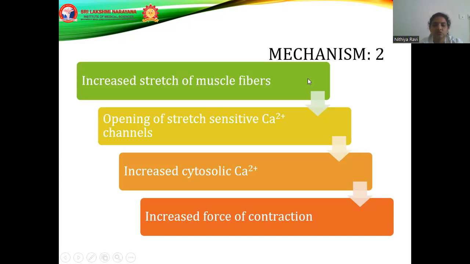The second mechanism which is described is that when there is an increased stretch of the muscle fibers, there is increased opening of the stretch sensitive calcium channels. When the calcium channels are opened, we know that calcium entry into the cell occurs, and therefore the cytosolic calcium levels increase. Once the calcium concentration increases inside the cell, this contributes to an increase in the force of contraction. So this is mechanism 2, which is aided by the calcium channels and the concentration of calcium inside the cell.